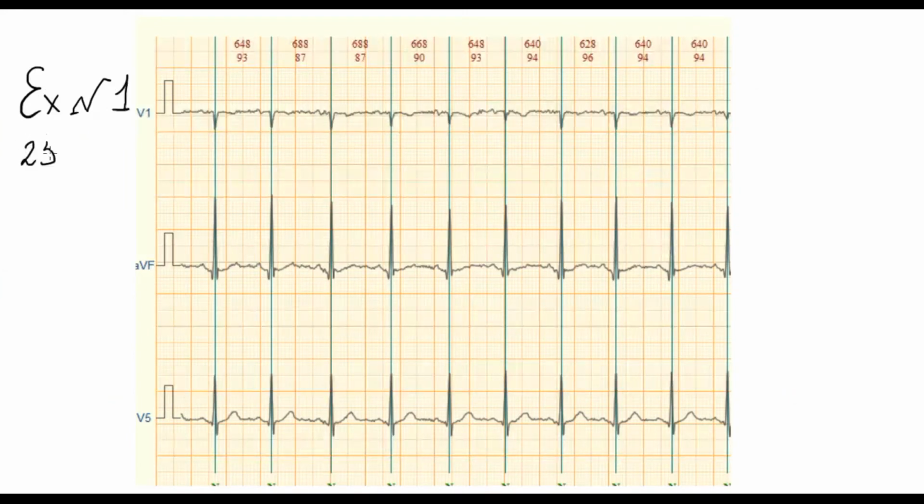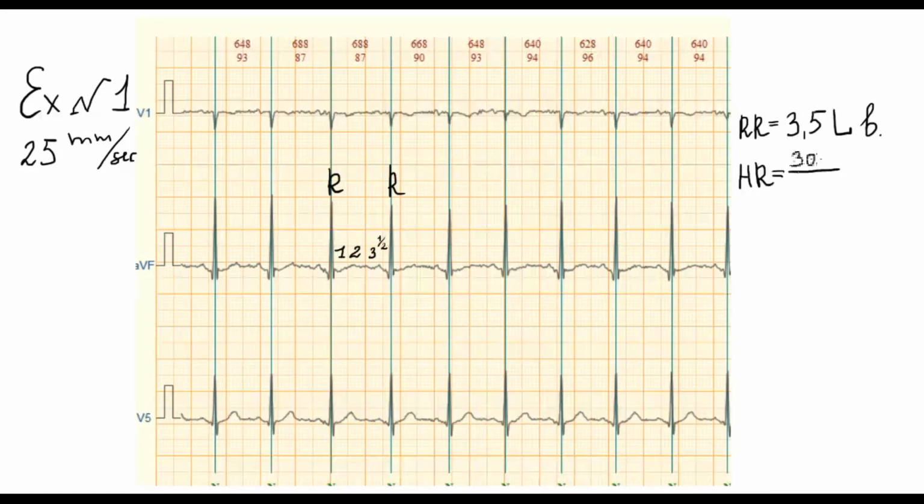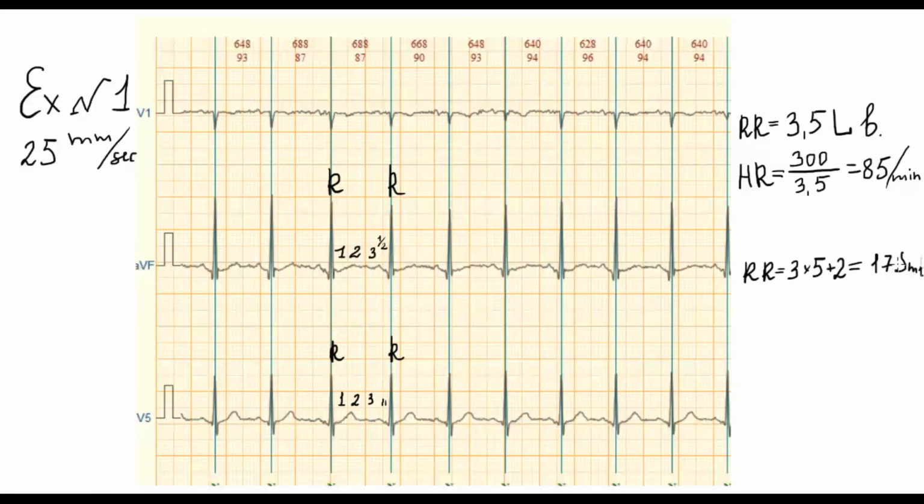Example 1. Paper speed is 25 mm per second. These are the R waves. The RR distance is 3.5 large boxes. So, according to the formula, heart rate is 85 beats per minute. Let's count the small boxes. The RR distance equals 17 small boxes, so heart rate is 88 per minute.